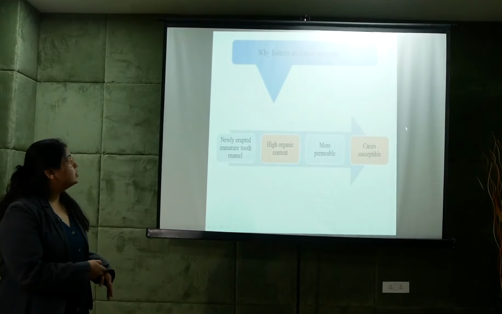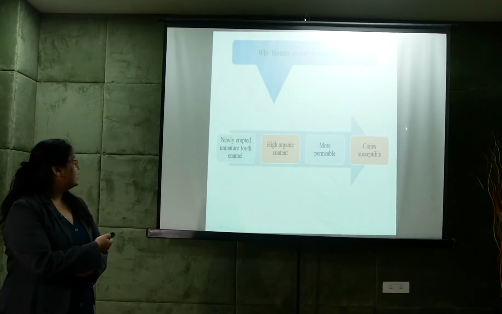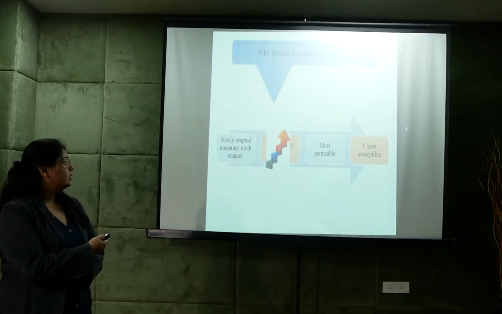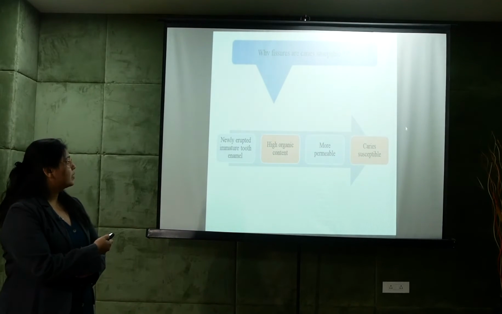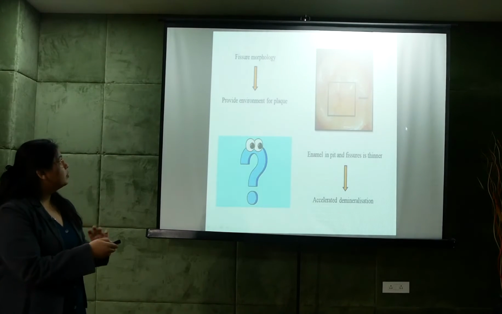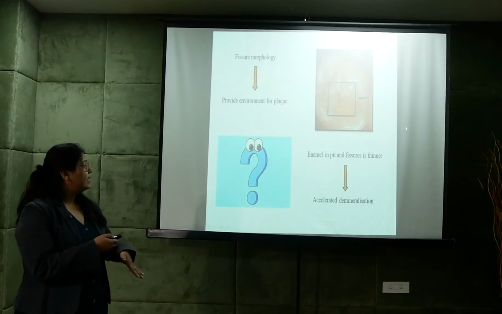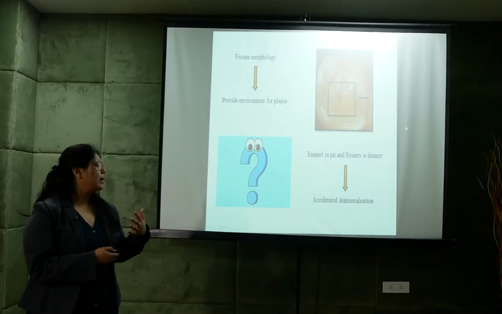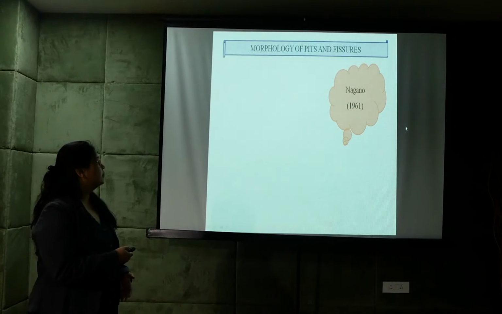So, why are fissures caries susceptible in newly erupted immature enamel? Because of high organic content, more permeability and caries susceptibility. Fissure morphology makes it a more plaque-retentive environment, and enamel in the pits and fissures is comparatively thinner, which accelerates demineralization.